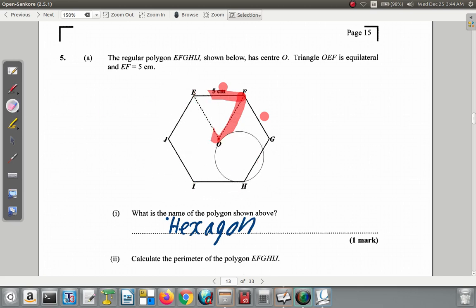So remember, polygon. Poly means many. Polygon, many sides. From triangle, 3 sides, to quadrilateral, 4 sides, and so on and so forth. From the triangle coming up, all of those are polygons. Alright. They say calculate the perimeter of the polygon EFGHIJ.